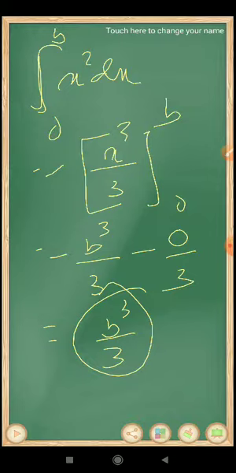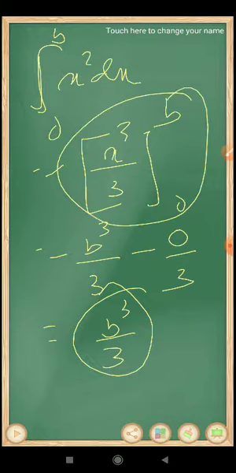Remember that in a definite integral you should not put plus c, because when you perform this operation, the plus c will cancel out.